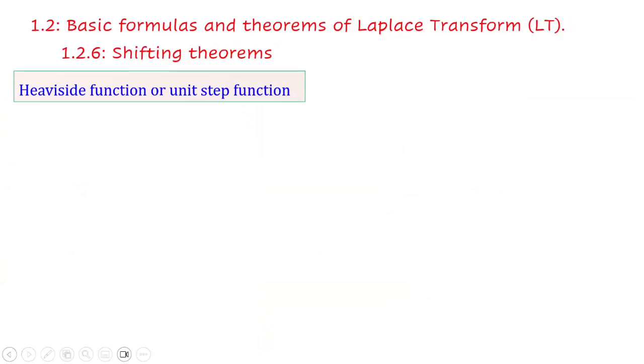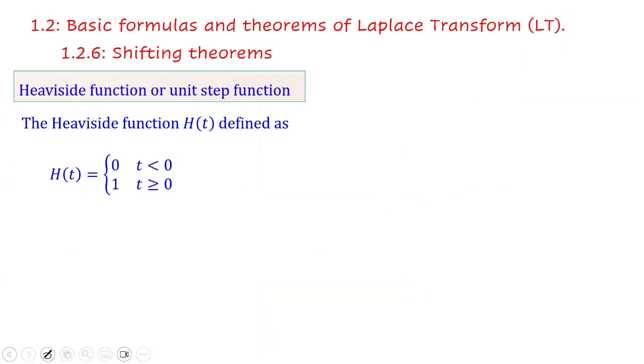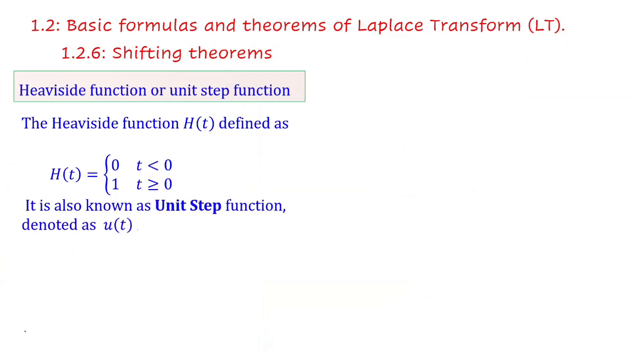Next, we are going to discuss the second shifting theorem. For that, we need some basic definitions. One is the unit step function. The unit step function, or Heaviside function, is defined as h(t) equal to 0 for t less than 0, and 1 for t greater than or equal to 0. This is also known as the unit step function.